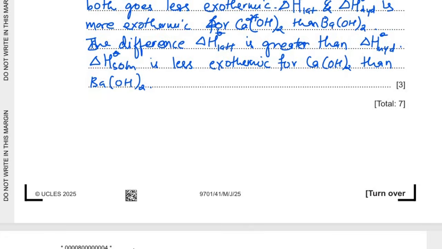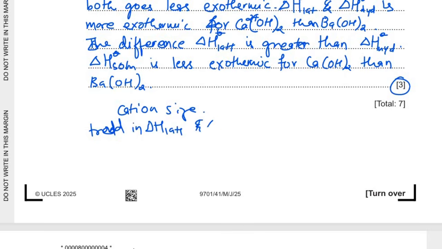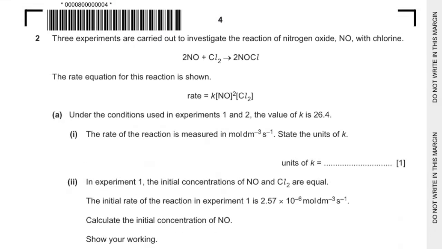So this is how you are going to write the explanation for the 3 marks. What is important is first to explain the cation size, then explain the trend in delta H lattice and delta H hydration. Then explain the difference between these when we go down the group, and then explain that delta H solution is less exothermic, that is less negative, and that's why it is less soluble. These 3 important points are necessary to cover in 3 marks.